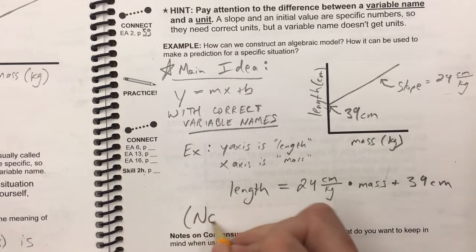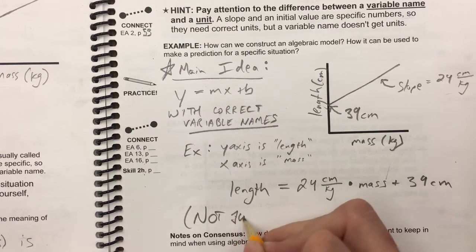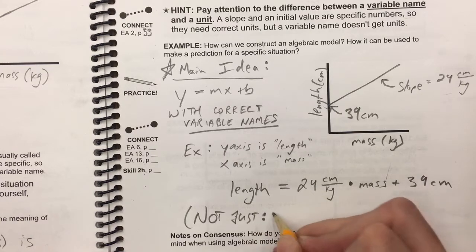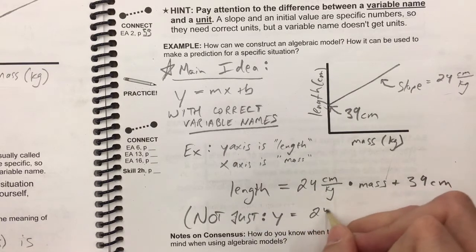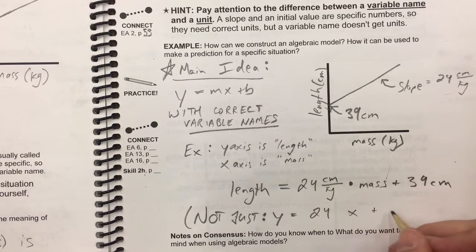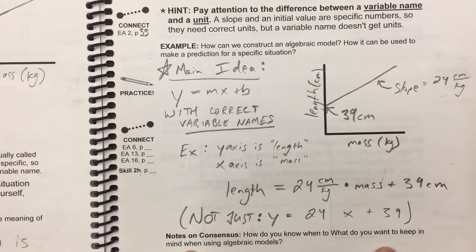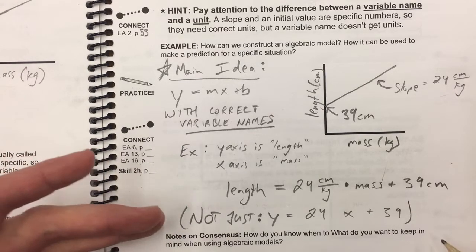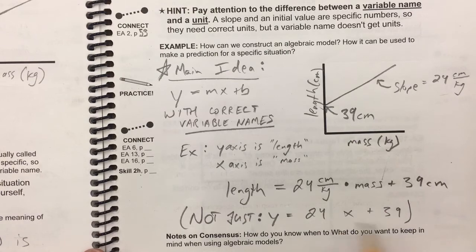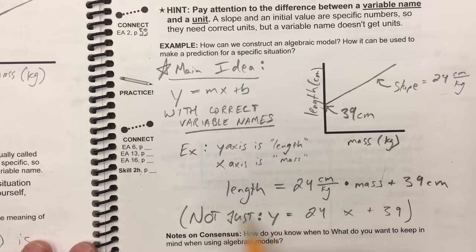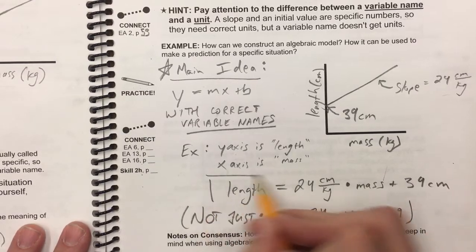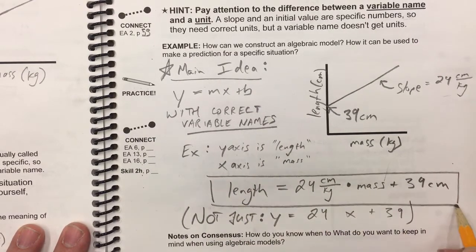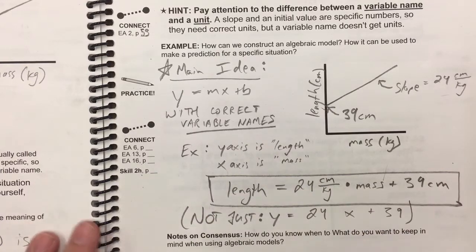So we want to remind ourselves we are not just writing y equals 24x plus 39. Even though this would be okay to do in math class, even though this would be a great algebraic model in math class, except we probably would want units in these, maybe, or to finish our answer with units, it's not enough for physics class. So I'm going to put a box around this to say this is what we are trying to do.